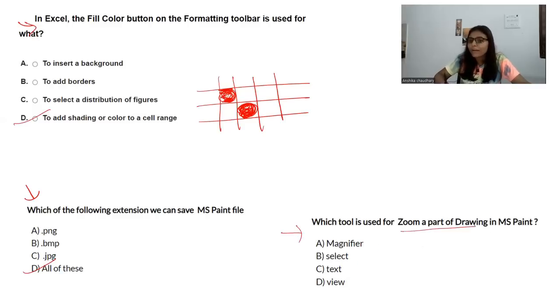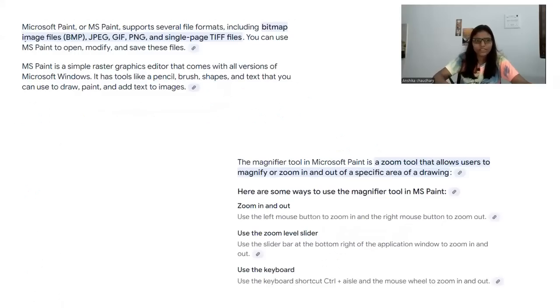Zooming a part of a drawing is done by the magnifier. The magnifier is a tool that looks like this. My drawing is not good, let me be honest with you. This type of tool is there, and it is called the magnifier. It is used for zooming a particular drawing.